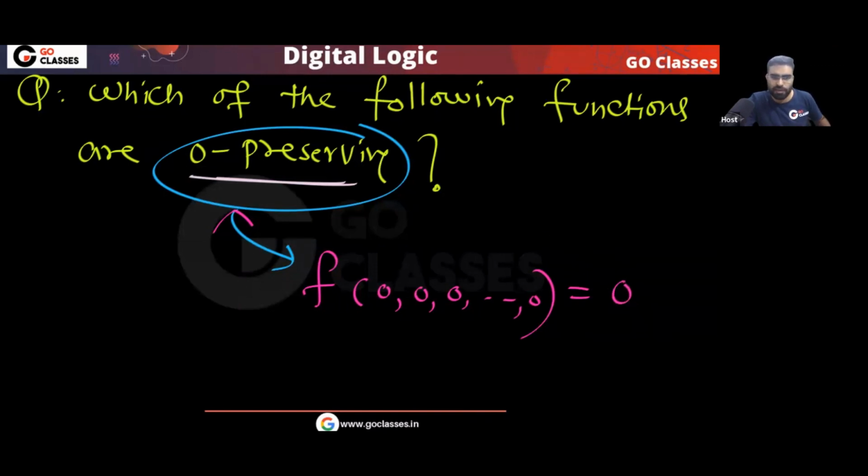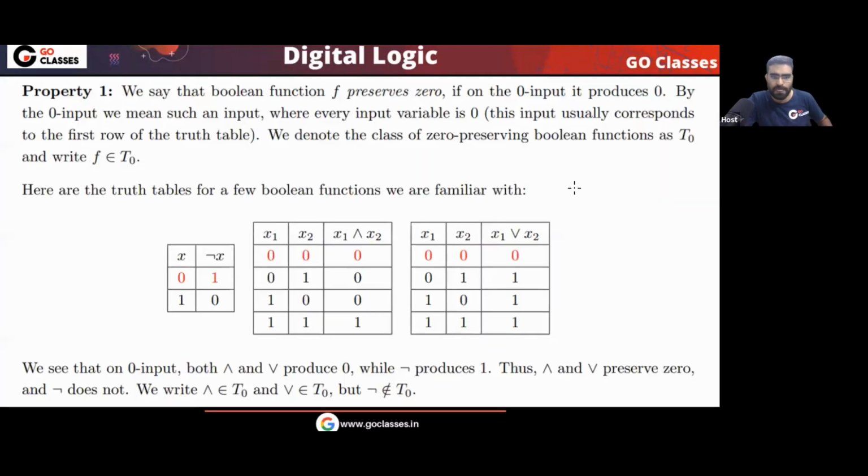This is the definition of zero preserving function. You can see this screenshot from a standard resource. When can I say a function is zero preserving? A function preserves 0. That means if you replace every variable by 0, the output must be 0.